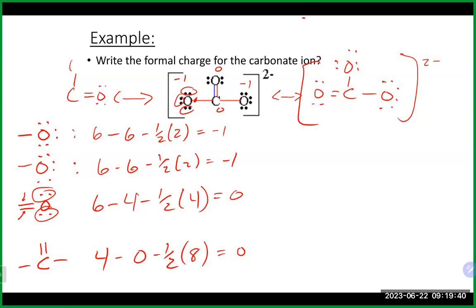So again, this is one of those you could draw the resonance structure for. And if you did the formal charge for any of those resonance structures, you would end up with the same overall result in each of those cases. Any questions on how to calculate formal charge?